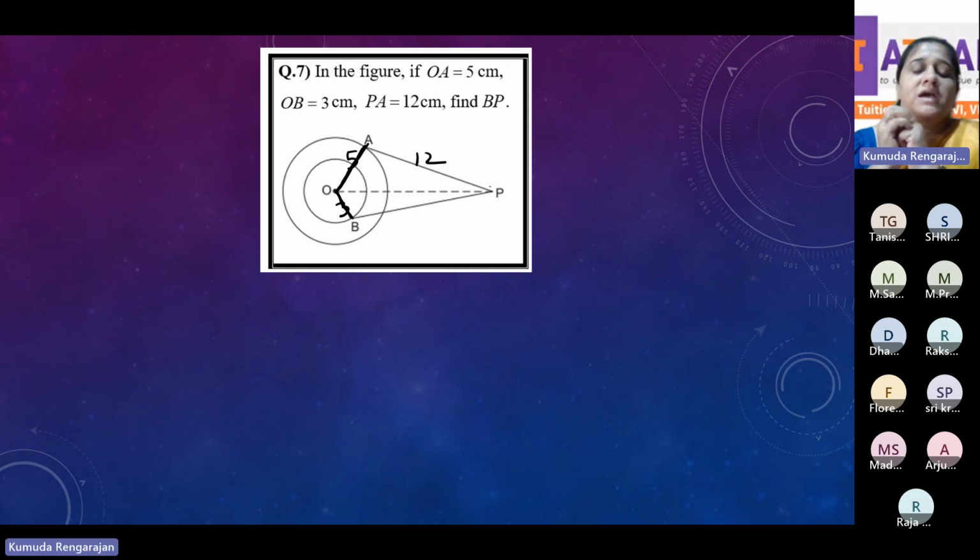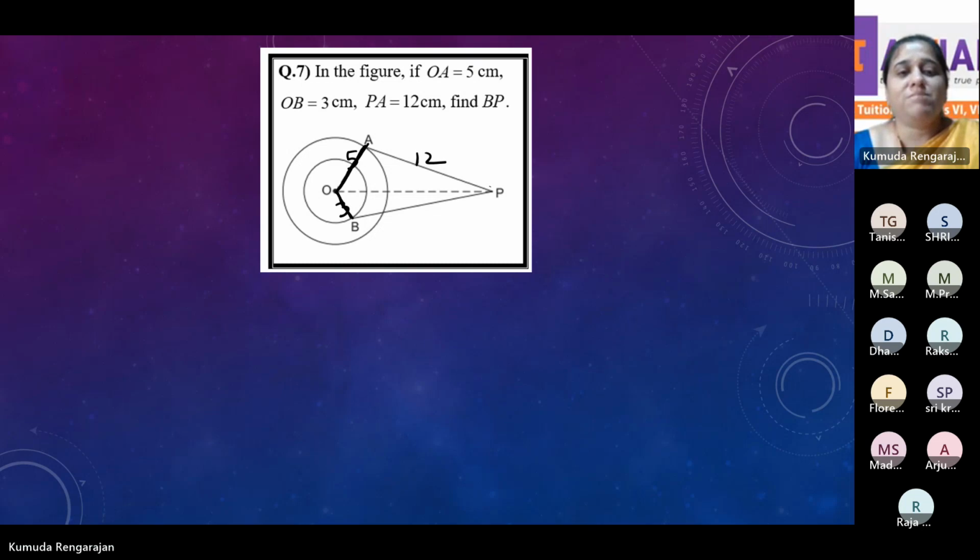Is P an external point to the circle? Yes, ma'am, it is. Okay, P is an external point. So is PA equal to PB, children? No, ma'am, because they are tangents of different circles. Very good. P is an external point, and PA and PB are tangents, but they are not tangents to the same circle.